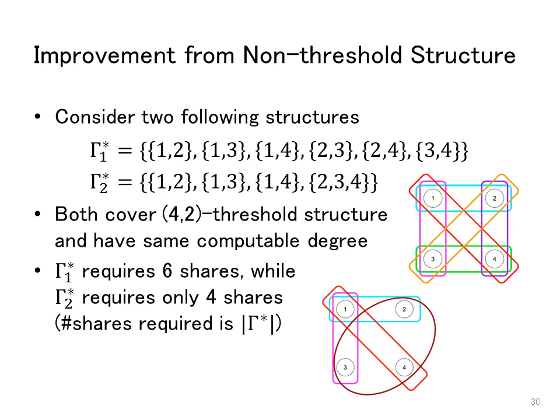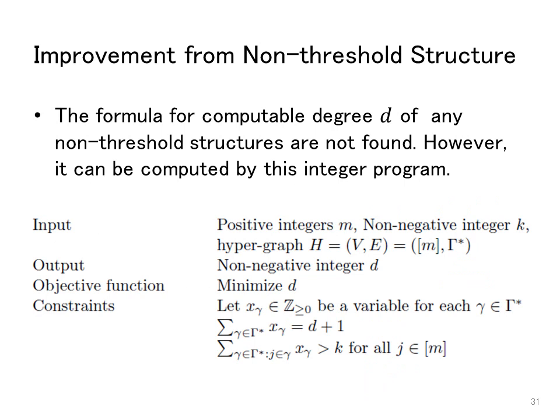It can be seen that we combine some hyperedges together, but we do not know which hyperedges should be combined. Some combinations decrease the computable degree of the scheme. The formula for computable degree of any non-threshold structure has also not been found. However, it can be computed by this integer program. The idea is to select the smallest number of hyperedges which is adjacent to each vertex more than k times. If we can understand this optimization model, we may know how to combine hyperedges.